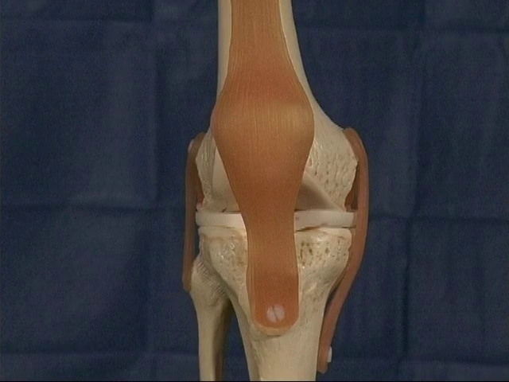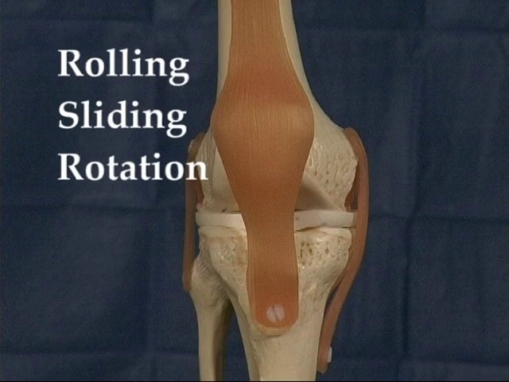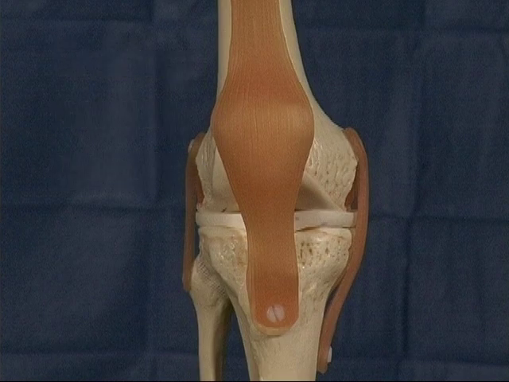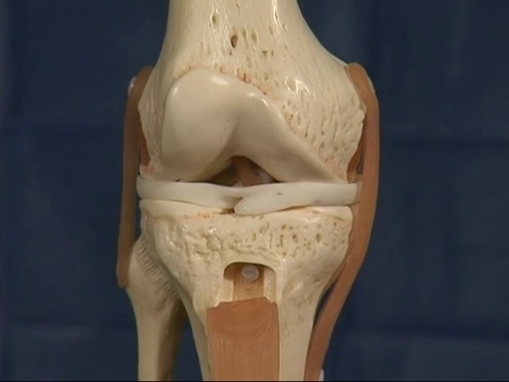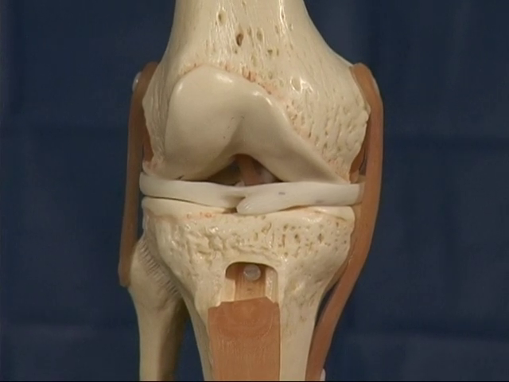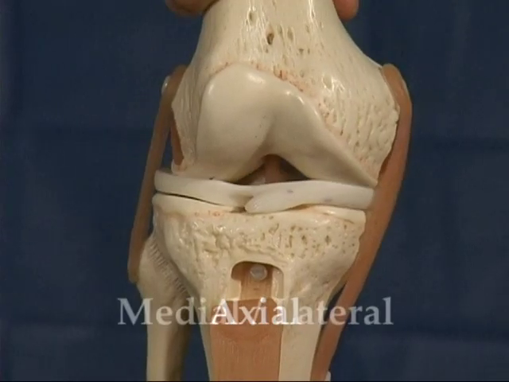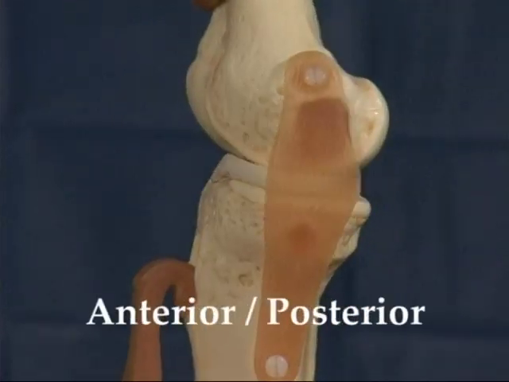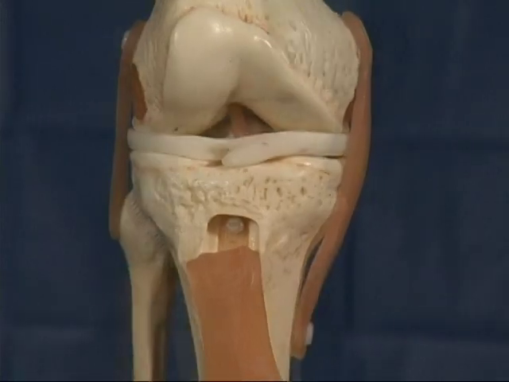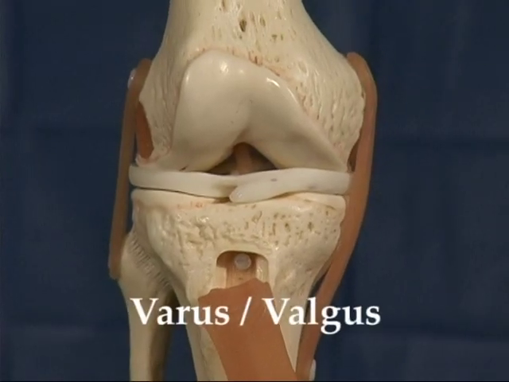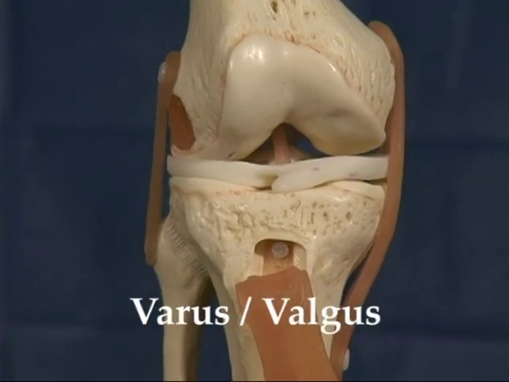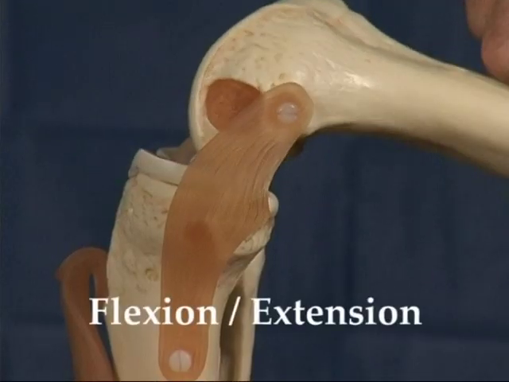Knee motion is a complicated orchestration of coupled movements involving rolling, sliding, and rotation. In all, there are 6 degrees of freedom involved in knee motion, 3 translational and 3 rotational. Shown here with the extensor mechanism reflected, we see the 3 translational movements, axial, medial lateral, as well as anterior posterior, and the 3 rotatory movements, internal and external rotation of the tibia on the femur, varus and valgus rotation or adduction, abduction, and flexion and extension of the knee joint.